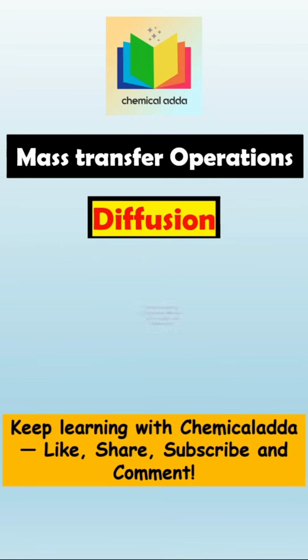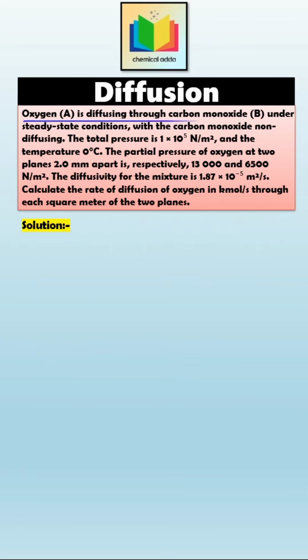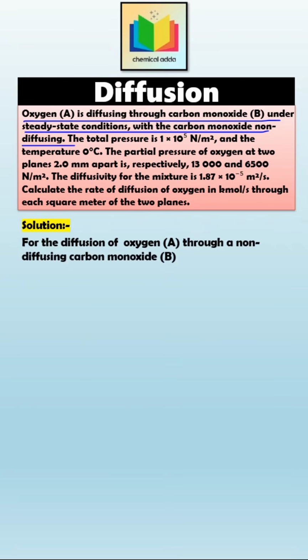Let's quickly understand how to calculate the diffusion rate for the steady state diffusion of A through non-diffusing B. Here is the question. Oxygen is diffusing through carbon monoxide under steady state conditions with the carbon monoxide non-diffusing, which means that this problem is based on the condition where oxygen diffuses through the non-diffusing carbon monoxide. That's why here oxygen is component A and carbon monoxide is component B.